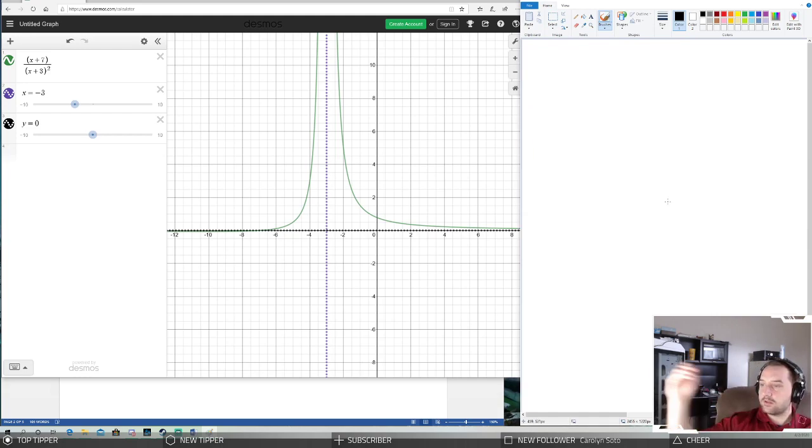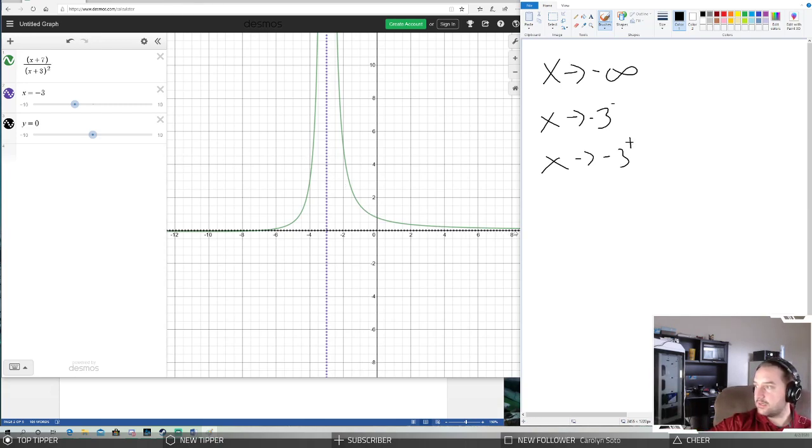To talk about what's going on, so I know that x is going to approach negative infinity. So x goes to negative infinity. And then it looks like here at my vertical asymptote, see how it's going up forever on both sides? So I can say x is approaching -3 from the negative. And then it's also approaching -3 from the positive side. So x is approaching -3 from the positive. And then x is going to go to positive infinity.